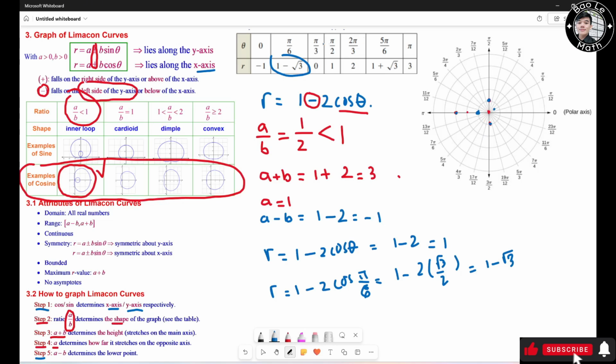Alright. Next one, pi over 3. Substitute over here. Cosine of pi over 3 equals 1/2, right? So 1 minus 2 times 1/2. It should be 1 minus 1 equals 0, right? So it should be right here.